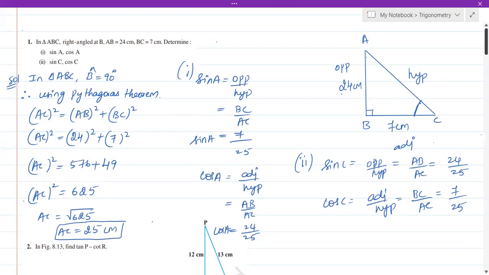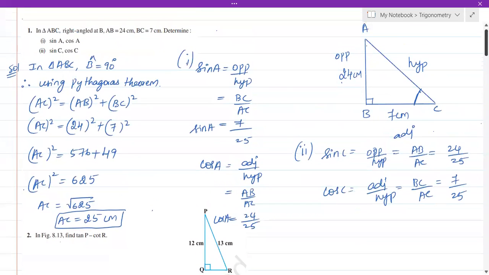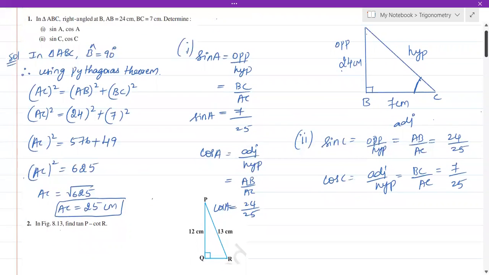Let's get into the second question. Before that, let me recall what we have done. So it's very easy.